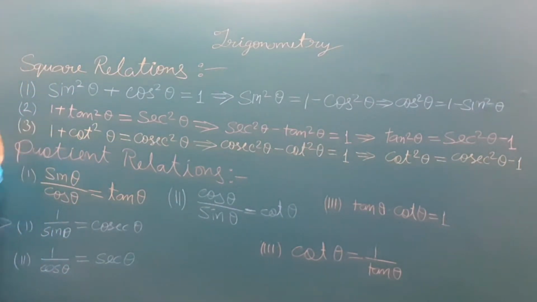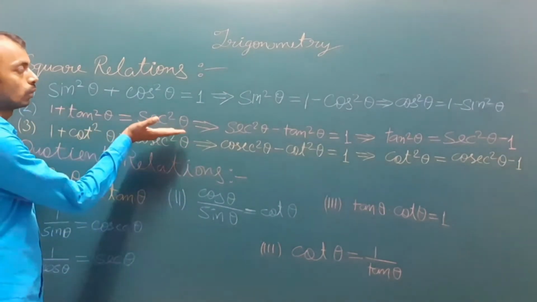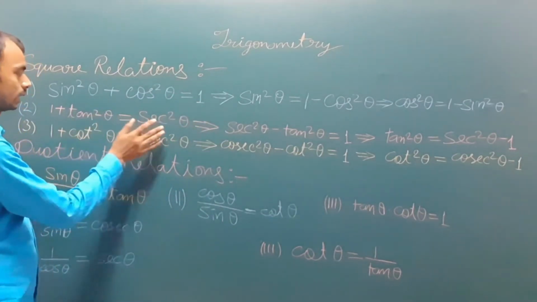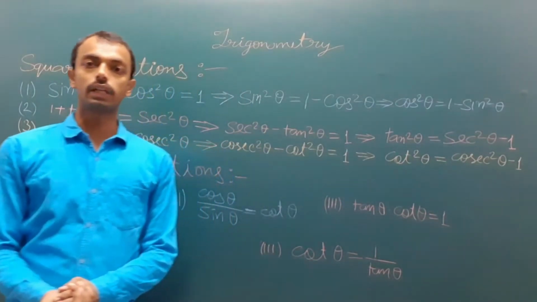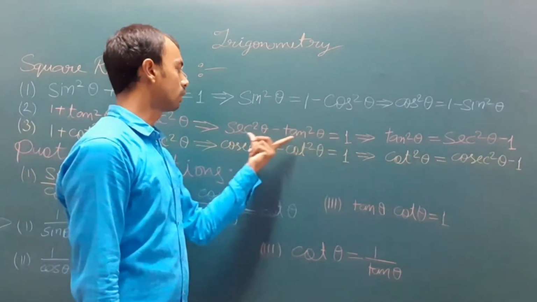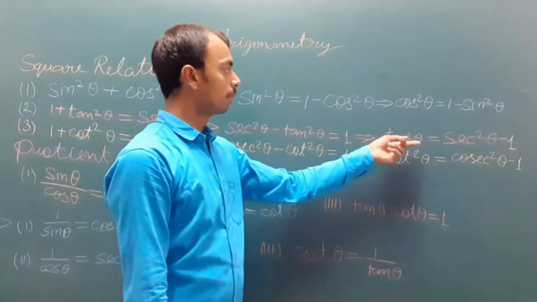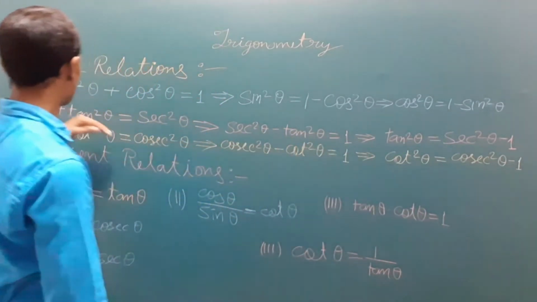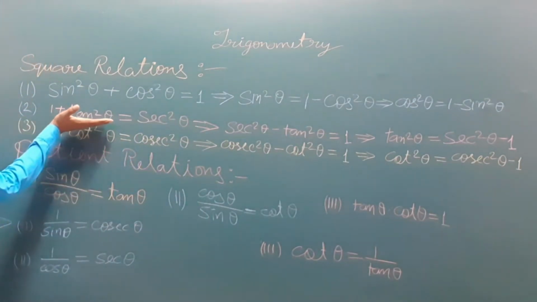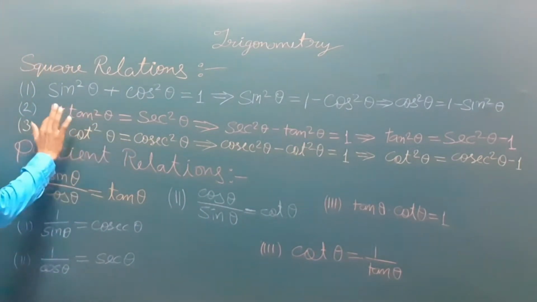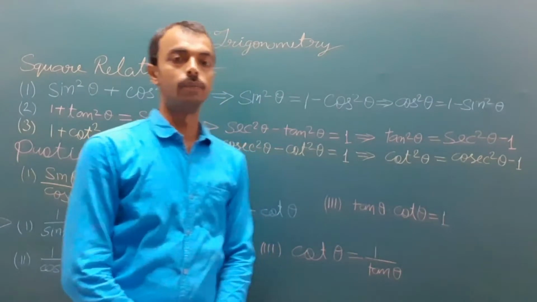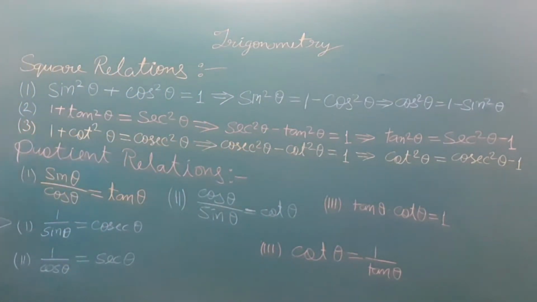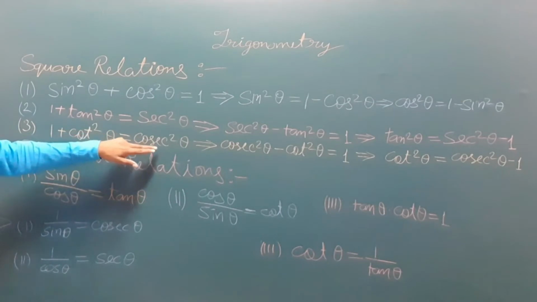Now the second one is 1 plus tan square theta is always equal to sec square theta. So sec square theta minus tan square theta is equal to 1. If you get these values in any equation or question, you can directly put 1 in place of that expression. Again, if I want to find the value of tan square theta, I can transfer 1 to the other side, so it will be sec square theta minus 1.